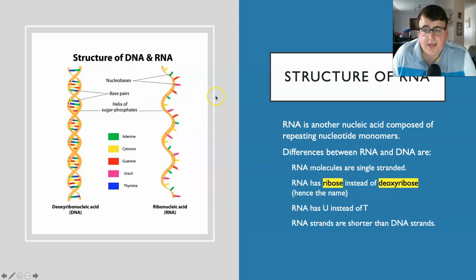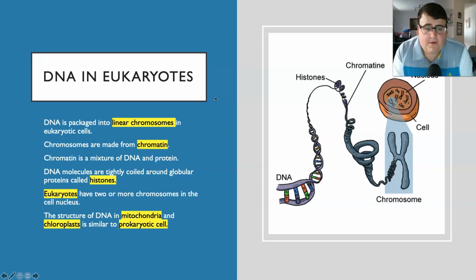So let's move on to looking at what DNA looks like in a eukaryotic cell. Now, if you remember back from year 8, 9, and 10 science, a eukaryotic cell is a cell that has organelles and is found in a multicellular organism. In that process, DNA, which we've got here, is packaged into linear chromosomes, which means they're straight lines, and that only happens in eukaryotic cells.